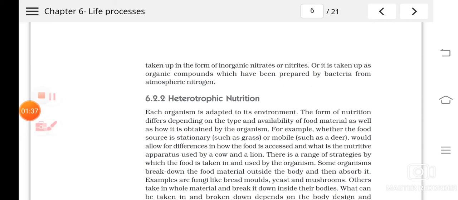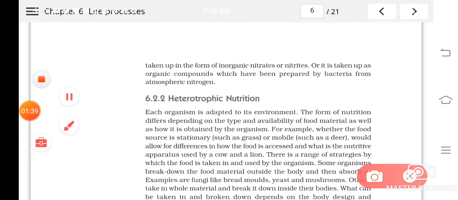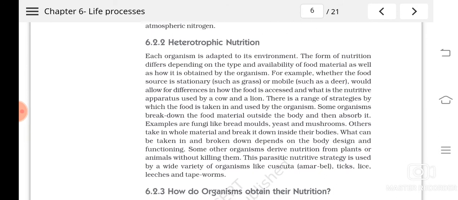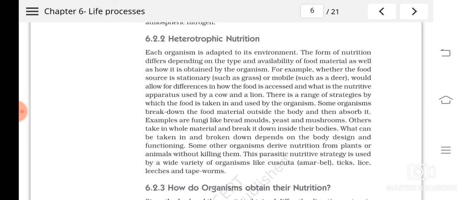Now we are going to study a new topic, that is heterotrophic nutrition. So what do you mean by heterotrophic nutrition? Everyone might be knowing it is the nutrition in which the organisms are not able to prepare their own food, isn't it? They have to depend on other organisms for their food. That kind of nutrition is known as what? Heterotrophic nutrition.